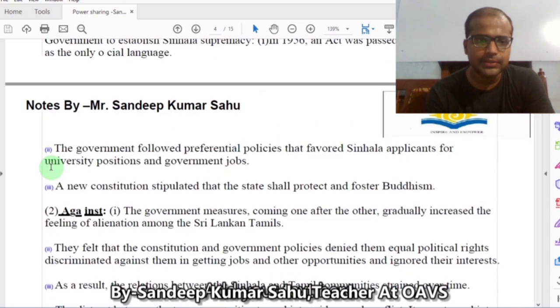The second is, the government followed a preferential policy that favored Sinhala applicants for university positions and government jobs. So the government started a preferential policy which only favored the Sinhala speakers. So government jobs were available for Sinhala speakers, and they were also given facilities in university positions, but those facilities were not given to Tamil speakers. The new constitution stipulated that the state shall protect and foster Buddhism.